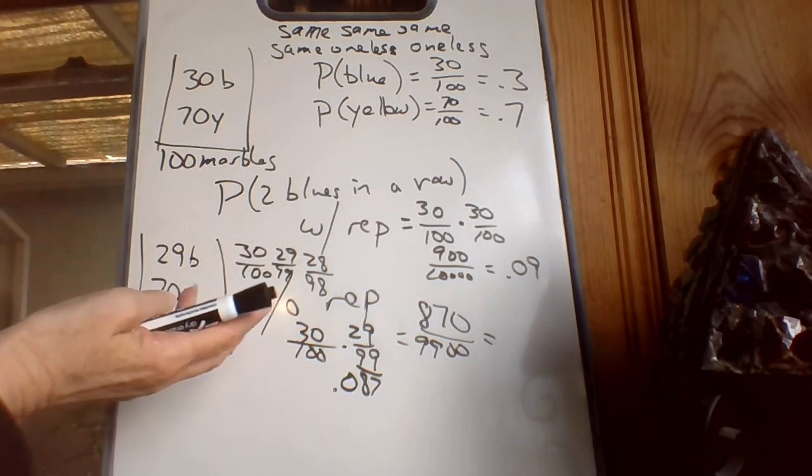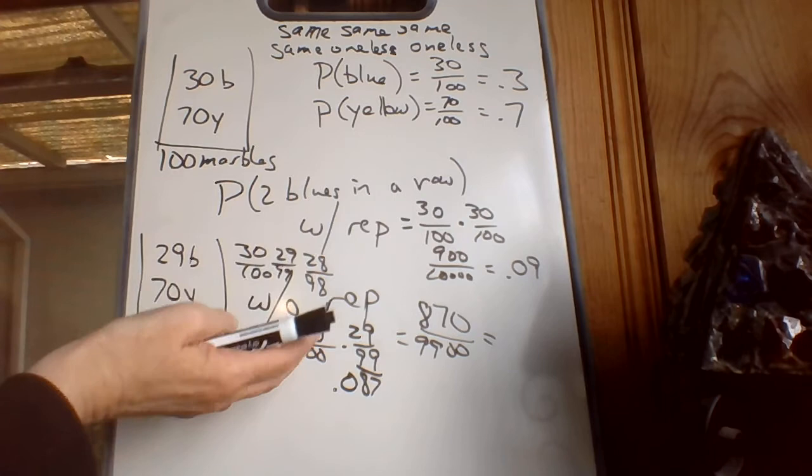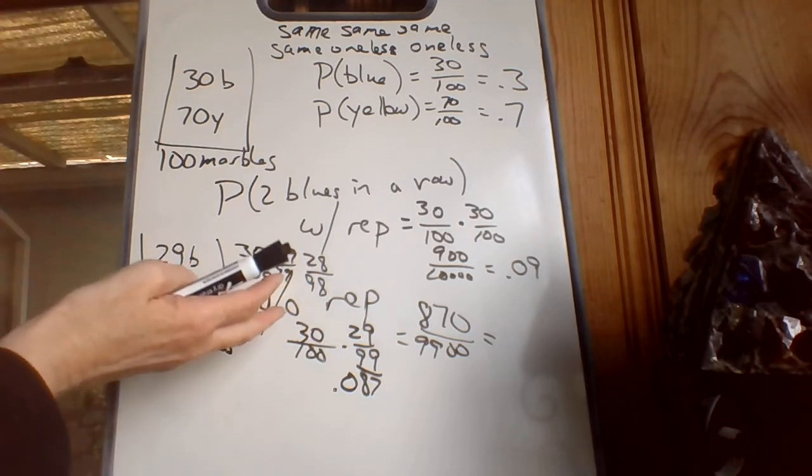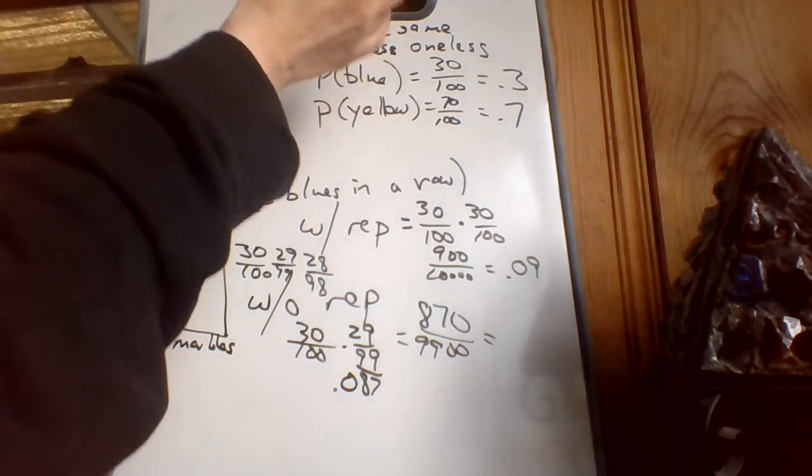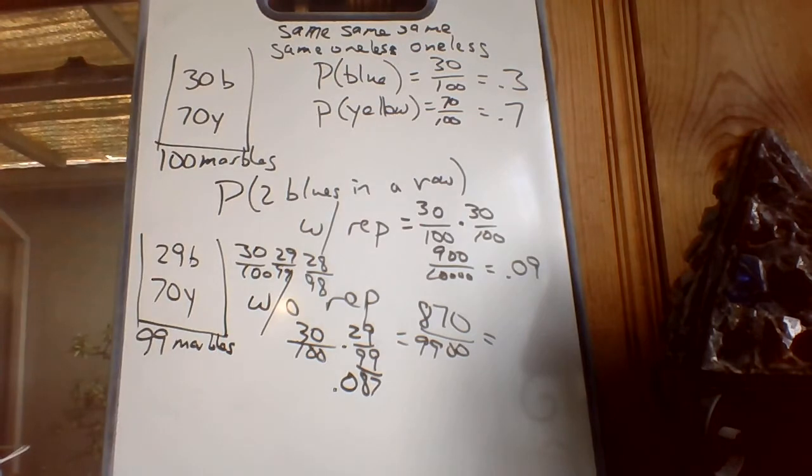So that's how you do it. If it's more than just two in a row, if it's three in a row, or four in a row, you just keep going one less, one less, one less, and one less until you get your four, your five, or whatever.